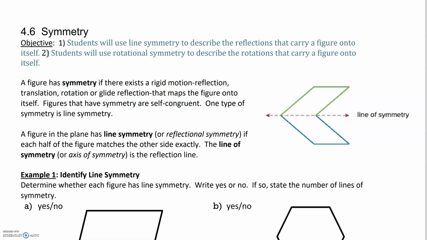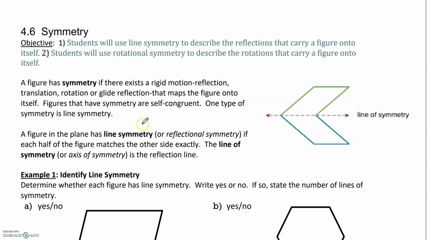In this lesson, we're going to talk about symmetry for 4.6. Symmetry exists when a rigid motion, reflection, translation, rotation, or glide reflection maps the figure onto itself. Figures that have symmetry are self-congruent.